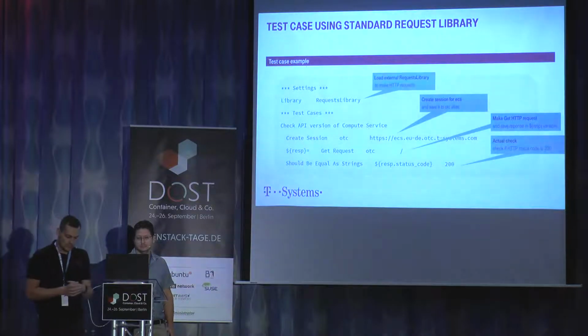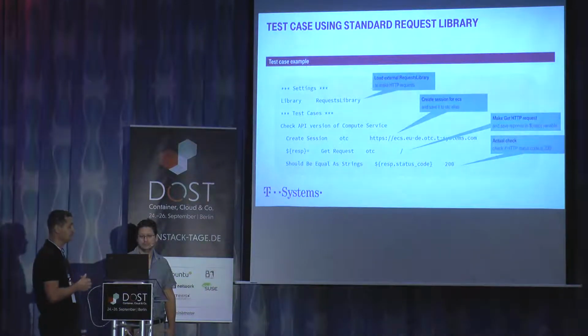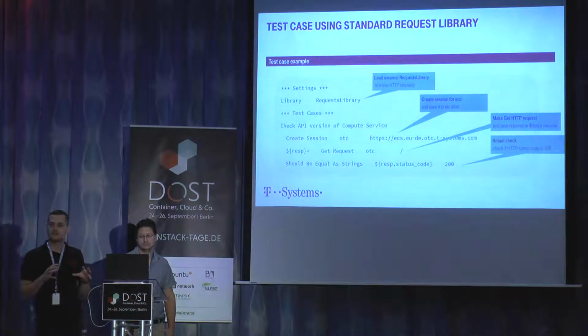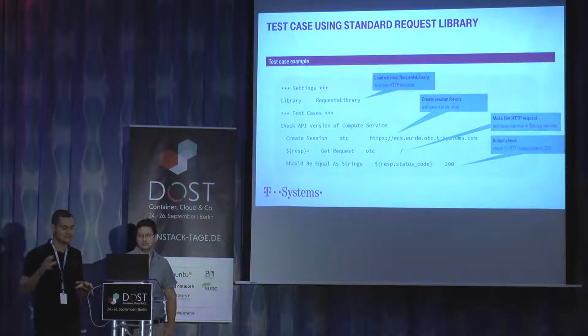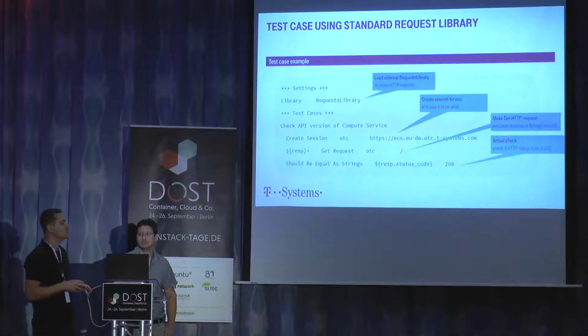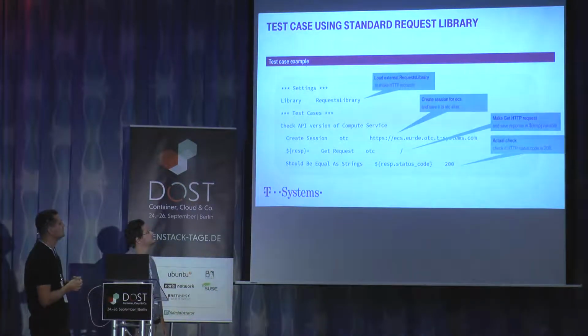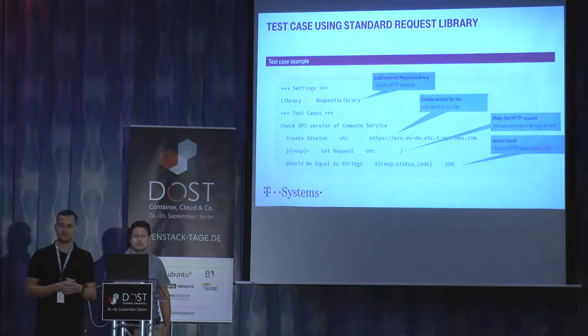Let's take a look at how Robot Framework works. Robot Framework in action. We've prepared two sets of examples. The first set will be a bit more simplified. The second set of examples will be a bit more complex. In each set, we would like to achieve a common goal. So the first set's goal is a test case which checks the API version of a compute service.